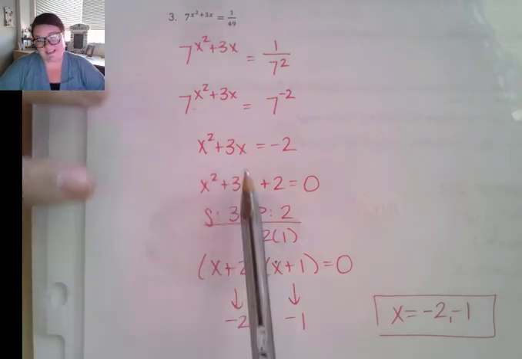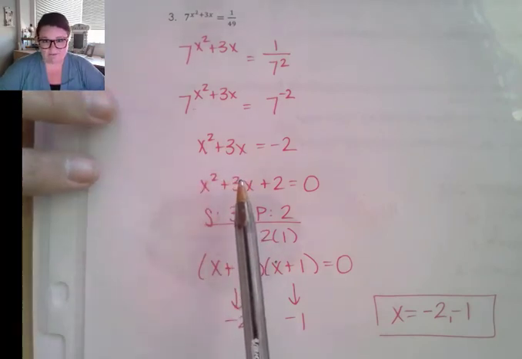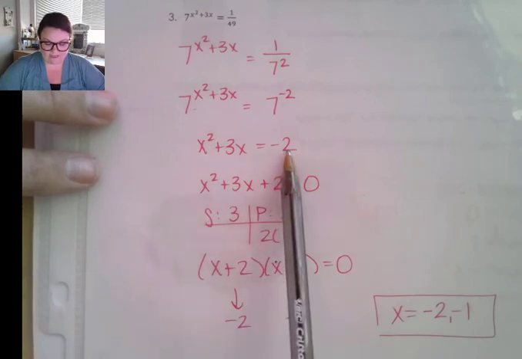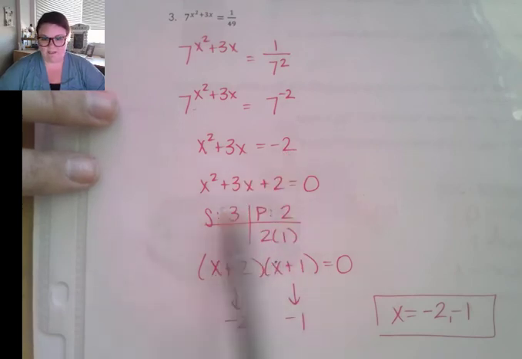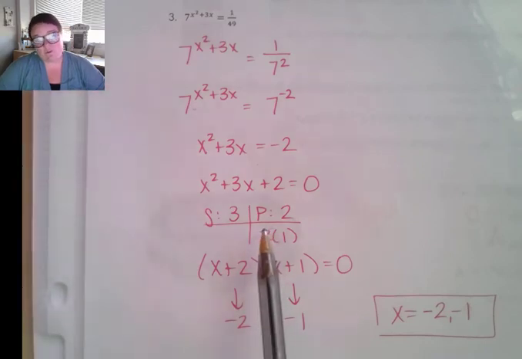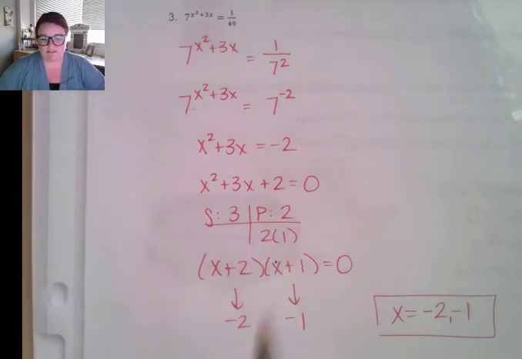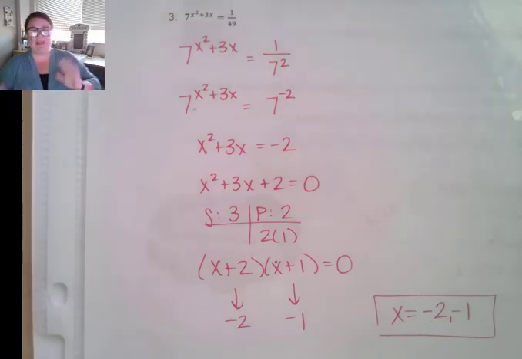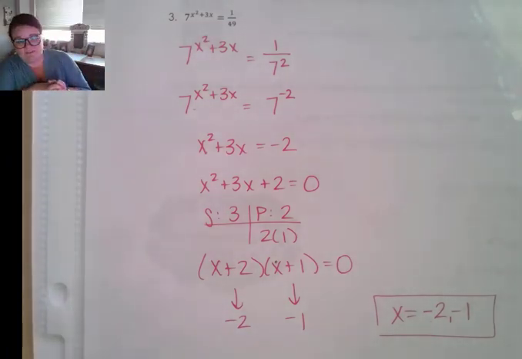This one has nice, pretty small numbers, so I decided to try and factor it by moving the negative 2 over to this side and then using sum product. If you use quadratic formula, you should get the same answers. Either way, x equals negative 2 or negative 1. And that is the end of section 5.2.